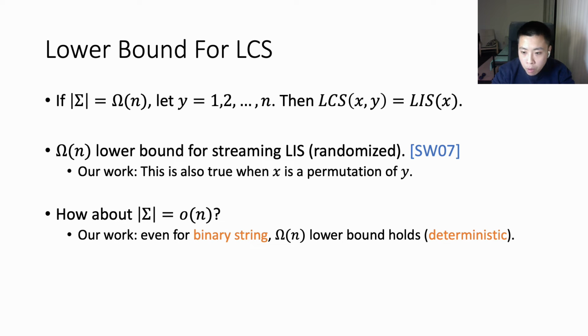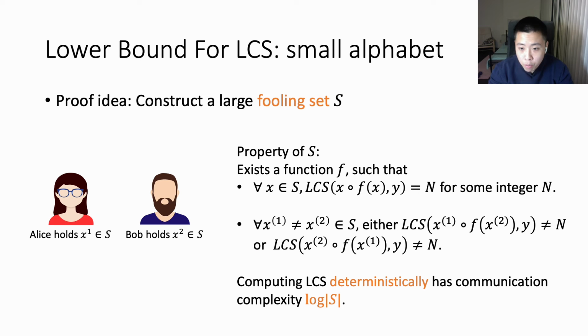So how about the small alphabet case? Our work proved that even for binary strings, there's an omega n lower bound for deterministically computing asymmetric streaming LCS. Let's now see how it works. The proof is based on building a large fooling set S. Again, we fix a local string y that is known to both Alice and Bob. Now, assume Alice holds some string x1 and Bob holds x2, both from some set S.